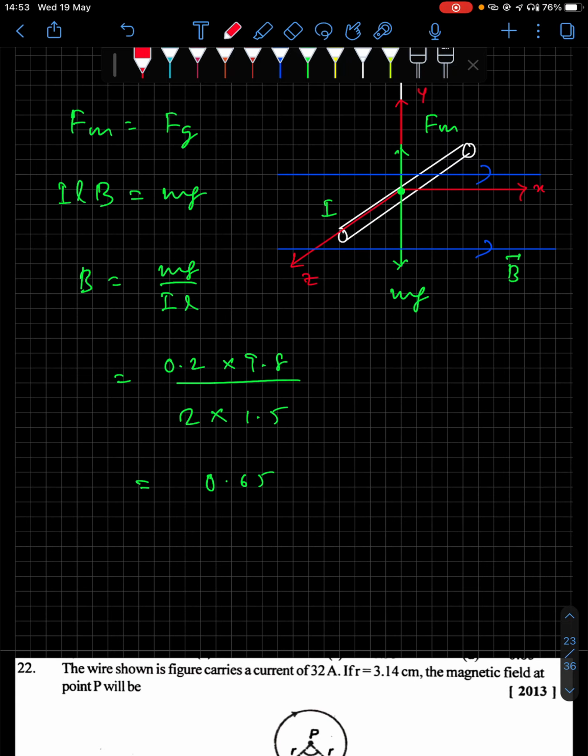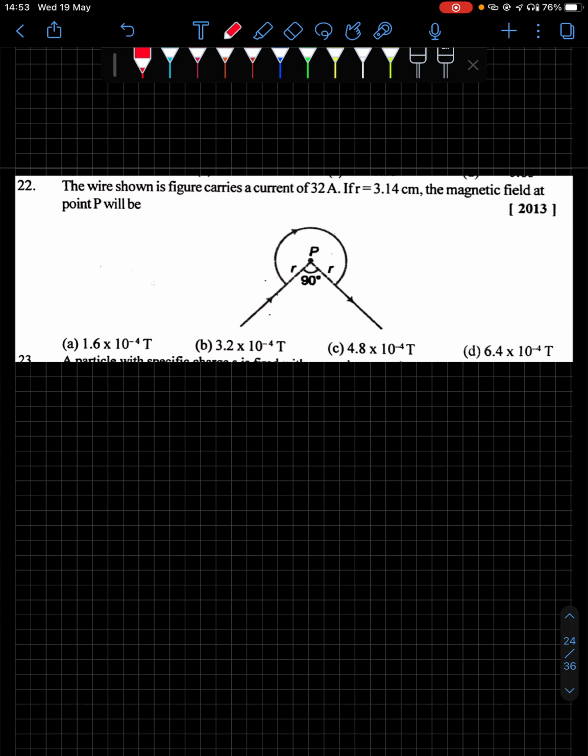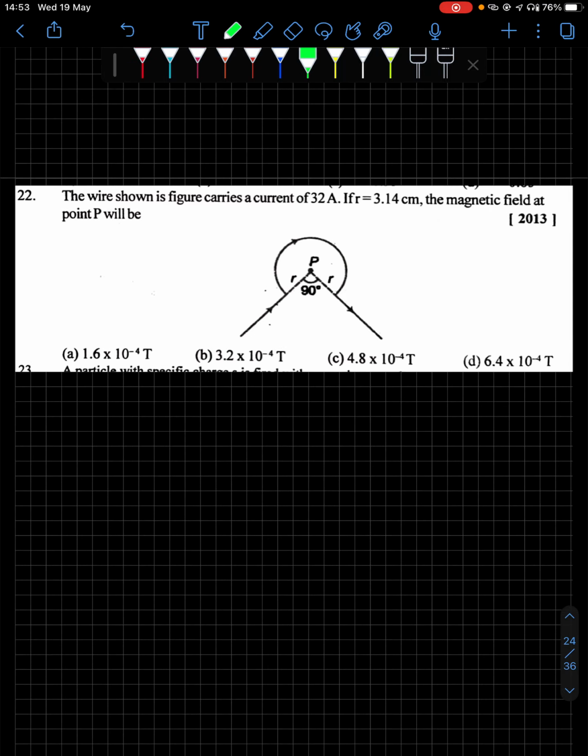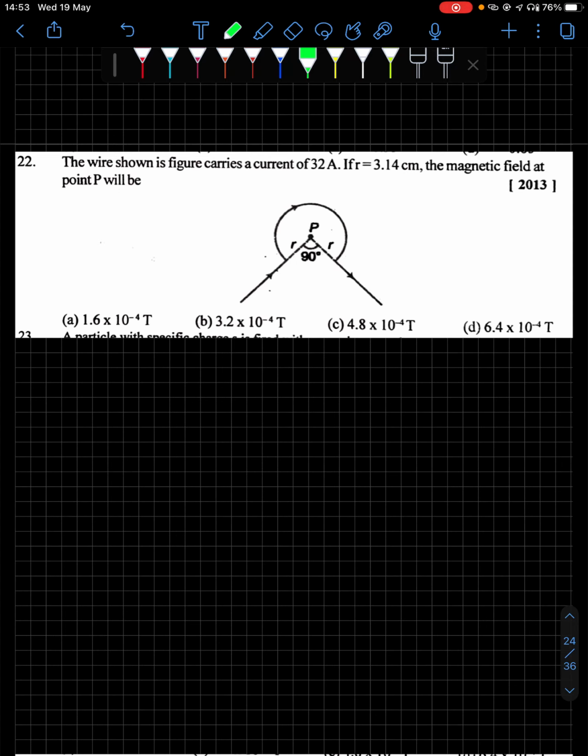That is question number 21. Question number 22. Now you have an arrangement shown in the figure. So this is quite a simple question.